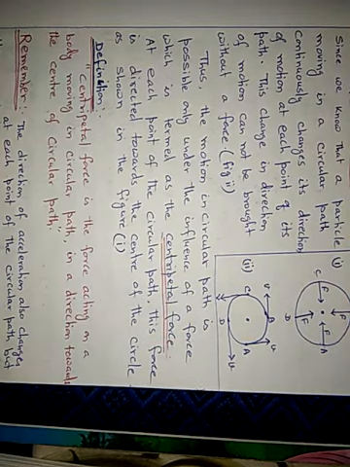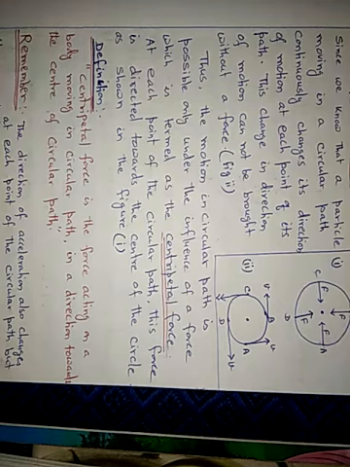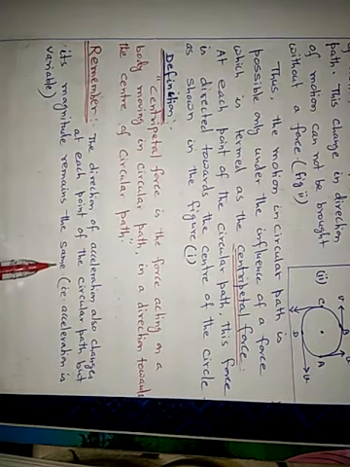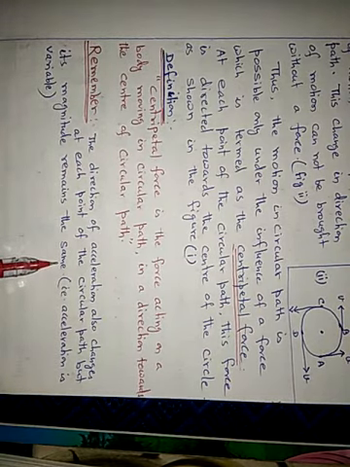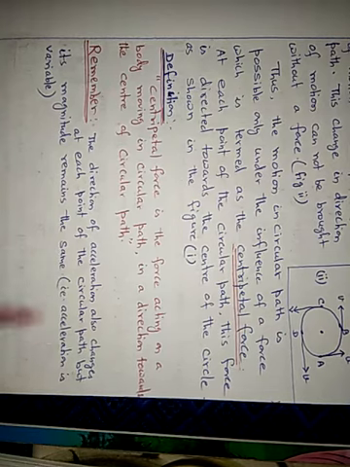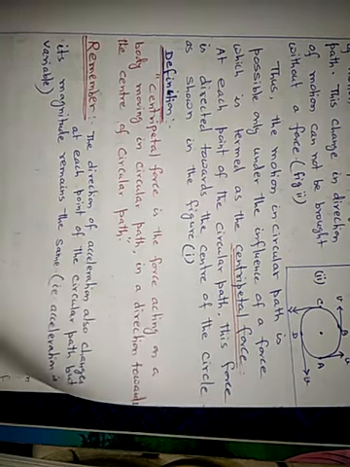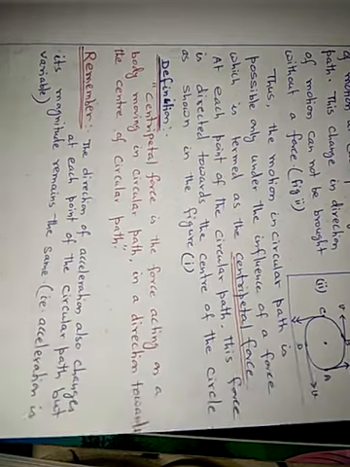So we can say that the direction of acceleration also changes at each point of the circular path, but its magnitude always remains the same. The magnitude of the acceleration is not going to change, but the direction of the acceleration is continuously changing because of the change in direction of the motion. So we can say that the acceleration of the body is also variable when it moves in the circular path with constant speed.